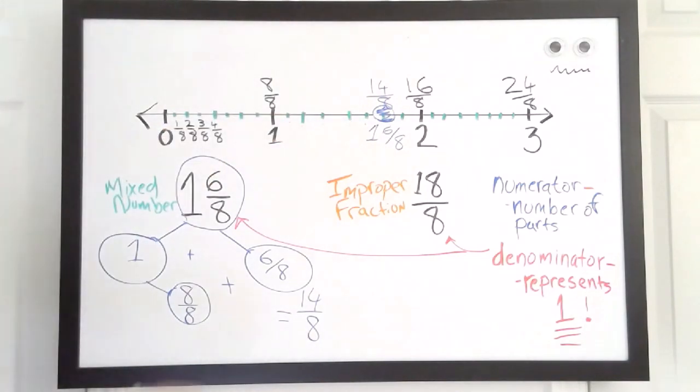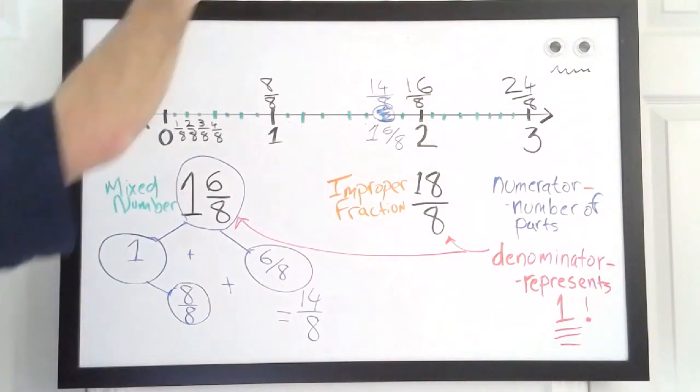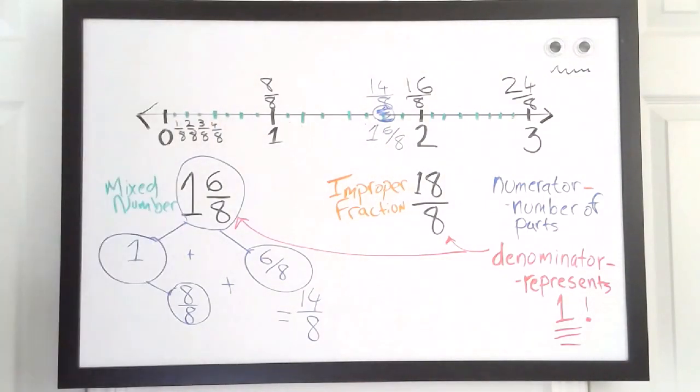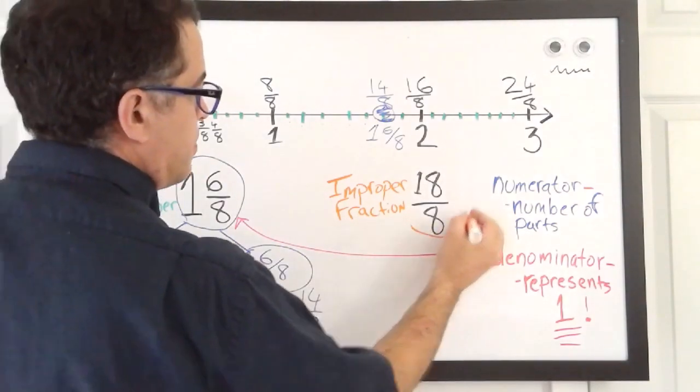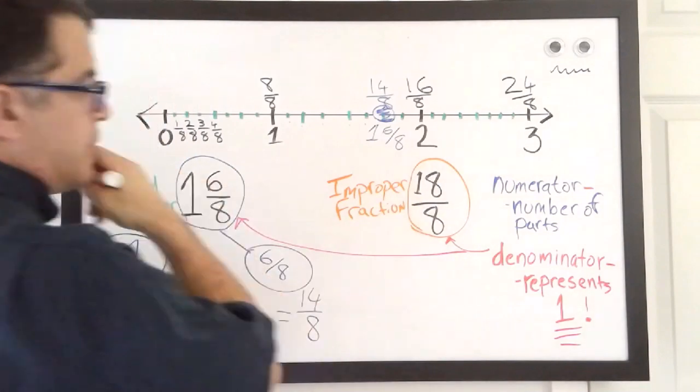Now let's look at this improper fraction here, and we want to start thinking about how do we get it back to a mixed number, because we're going to be going back and forth like this. I'm going to use orange, and we're going to do a little number bond work. First of all, let's talk about 18/8.